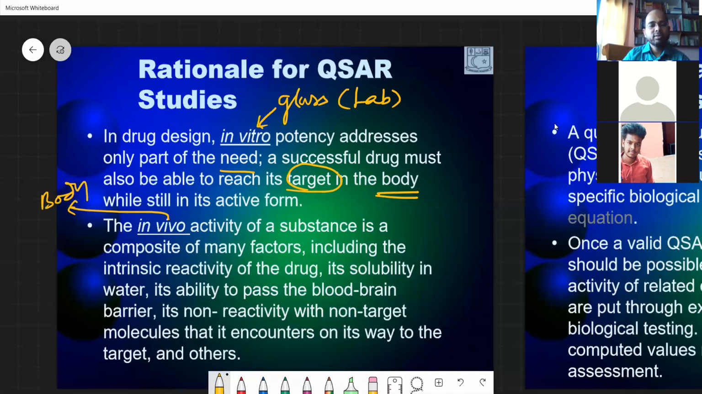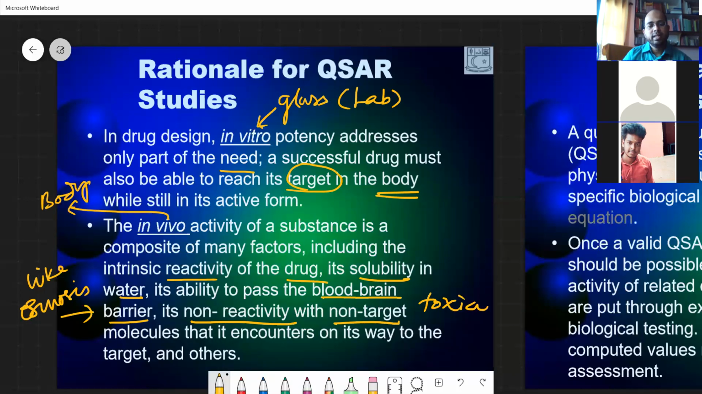In vivo activity assessment comes with many factors, including these things you have to write: reactivity of the drug, solubility in water, log P, ability to pass the blood-brain barrier, osmosis, and non-reactivity with non-target molecules. This is about toxicity, and what it encounters on the way to the target, and some other factors. This is the basis of the QSAR study.